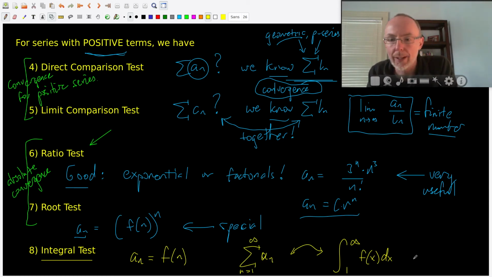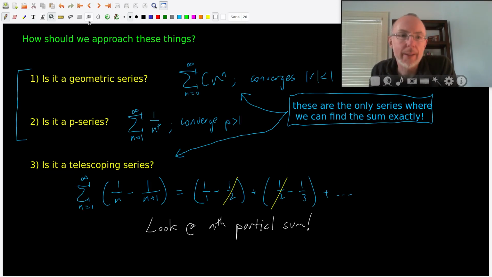But integrals are hard to calculate, right? Integrals tend to be hard. Using the integral test tends to be a lot of work. Remember, we got the test for p-series out of the integral test. That's why we started with it. But on a day-to-day basis, it's a lot easier to avoid the integral test if you can. So this is the way I would think through things.